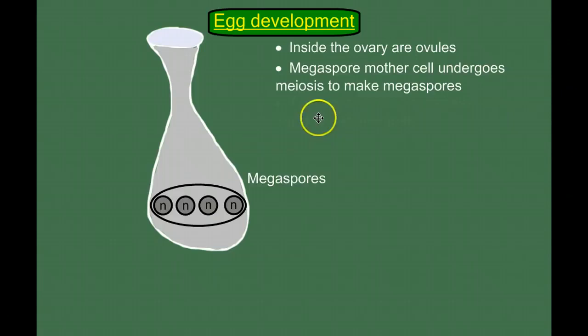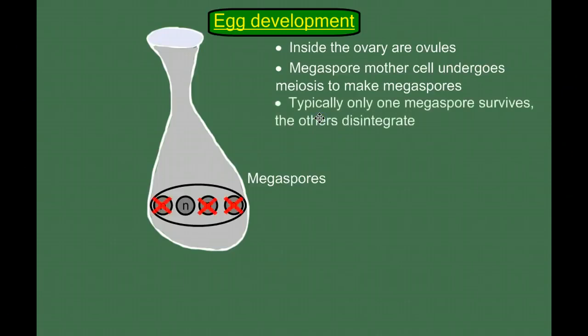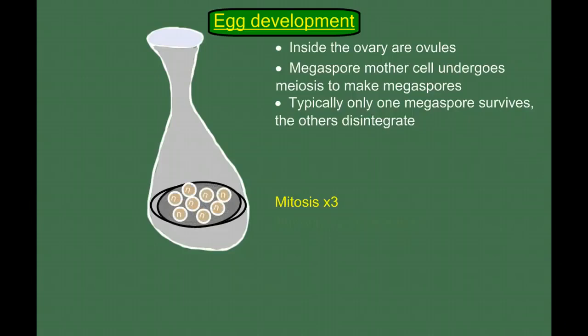Now, most of the time, all the megaspores except for one disintegrate. So only one megaspore survives. So there's our one megaspore. The spore will become the gametophyte. So it'll divide, and it goes through 3 rounds of mitotic division, so 3 nuclear divisions. So our 1 nucleus becomes 2, and the 2 become 4, and the 4 become 8. And then something very interesting happens. These 8 nuclei are divided into their own cells through cytokinesis, but we only have 7 cells formed.